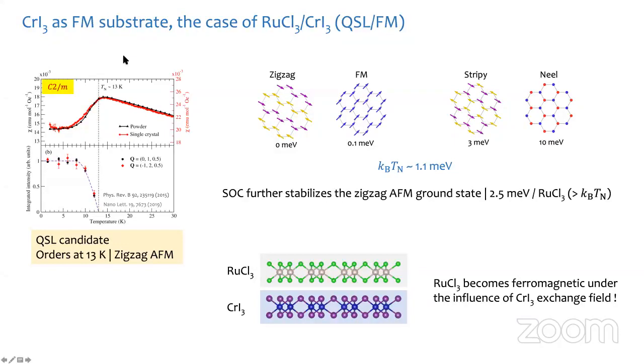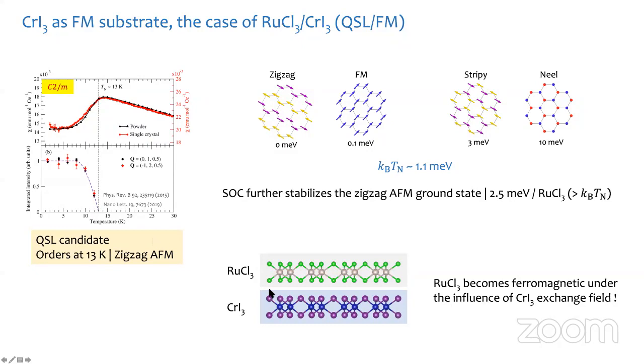Another interesting fact is that CrI3 can serve as a substrate for various other exotic 2D materials, just like RuCl3, which is a quantum spin liquid candidate. If you look into this RuCl3, you see that the zigzag antiferromagnetic ground state is almost degenerate with the ferromagnetic excitation, whereas the stripy and Néel states are a little higher. But all these energy scales are orders of magnitude lower than the energy scales that we have seen for CrI3.